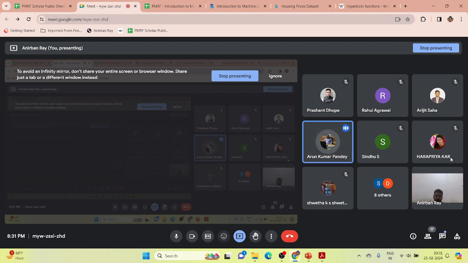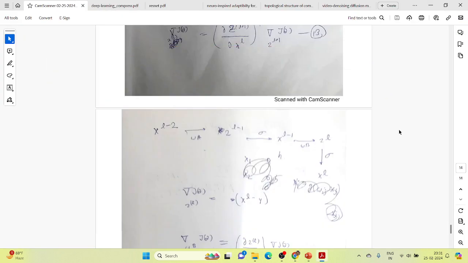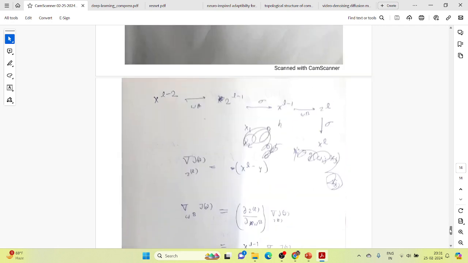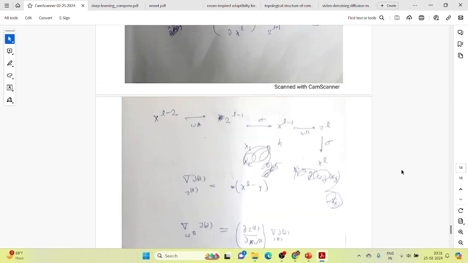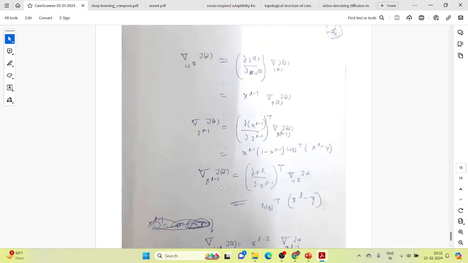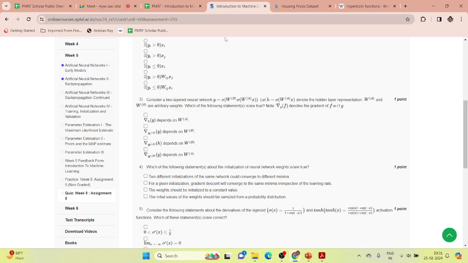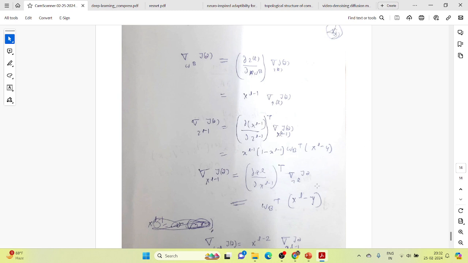Yes, sir, getting your point, but I think you told that del H depends on WA is wrong. Okay, let me show you that. So del H is XL minus 1. This is H. So it is dependent on WB and only WB and this. So what is the answer here? The first one will not be. It is dependent on WB, not WA, as you can see here.